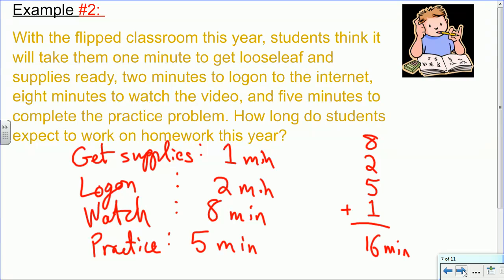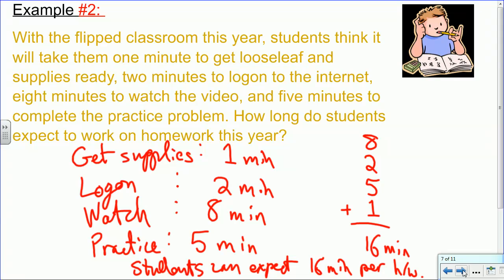So again, we want to put a sentence to talk about our final answer. Students can expect 16 minutes per homework. Great, we've knocked out our 2 examples. Let's move on again.